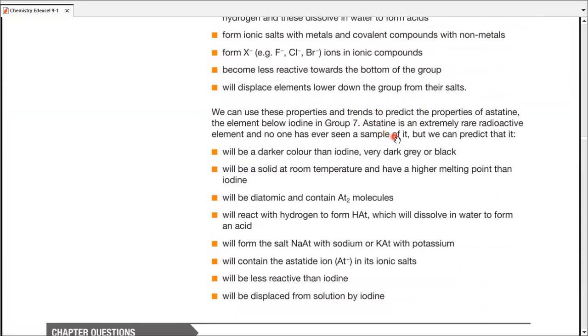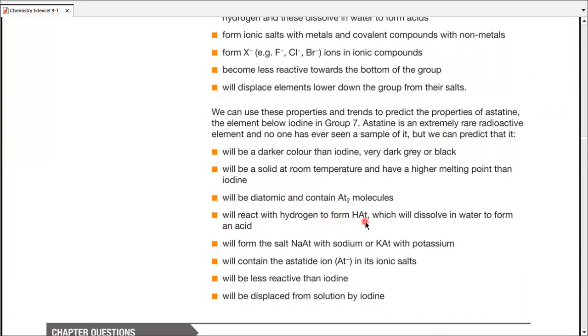If I talk about astatine, it's very rare, it's radioactive. No one has ever seen a big working sample of it. But what we can predict about it is that it would have a darker color than iodine. Dark gray or black would be a very good prediction about it. It would be solid at room temperature, and it would have the higher or the highest melting point among all of the halogens discussed. It would be diatomic, and the formula would be At2.